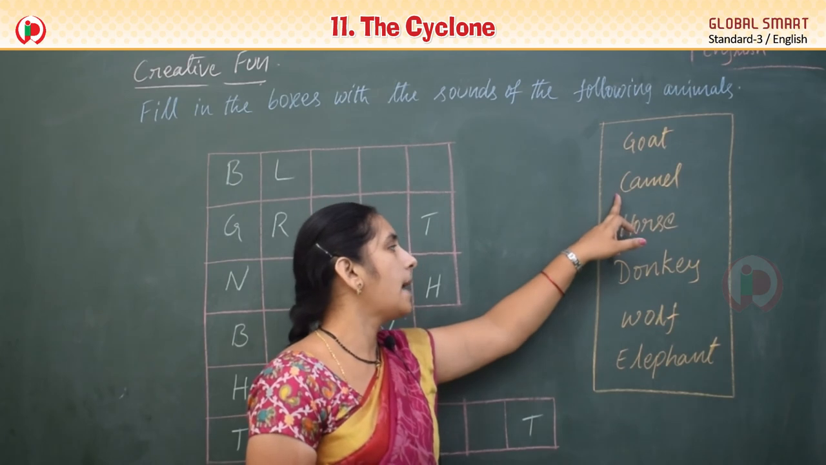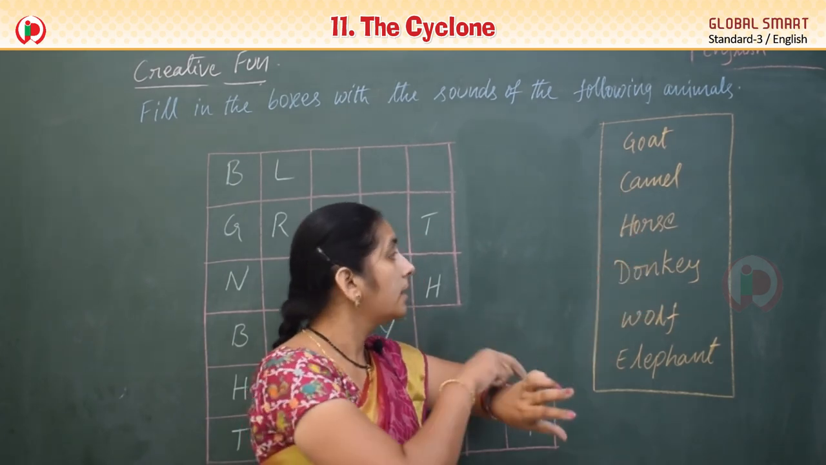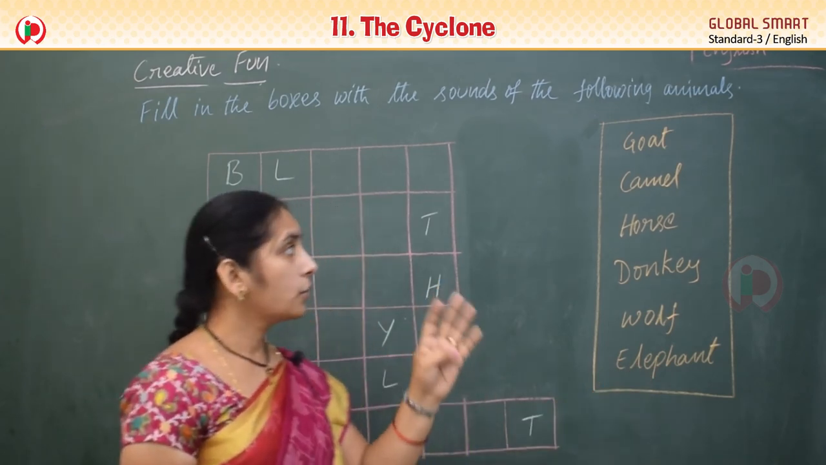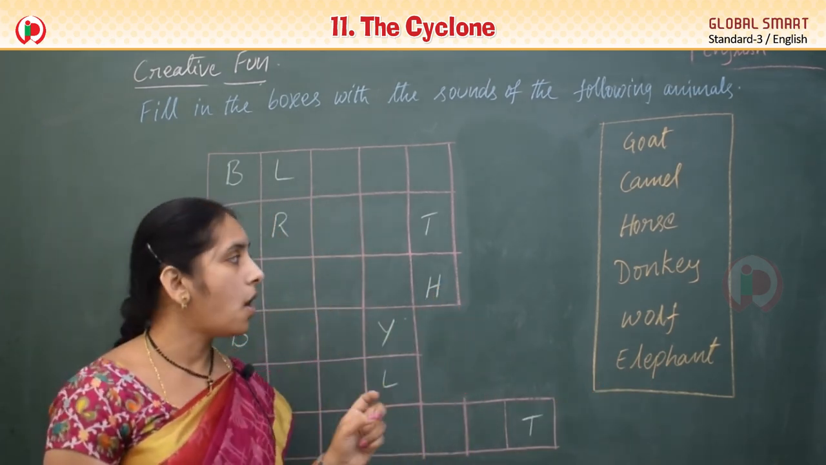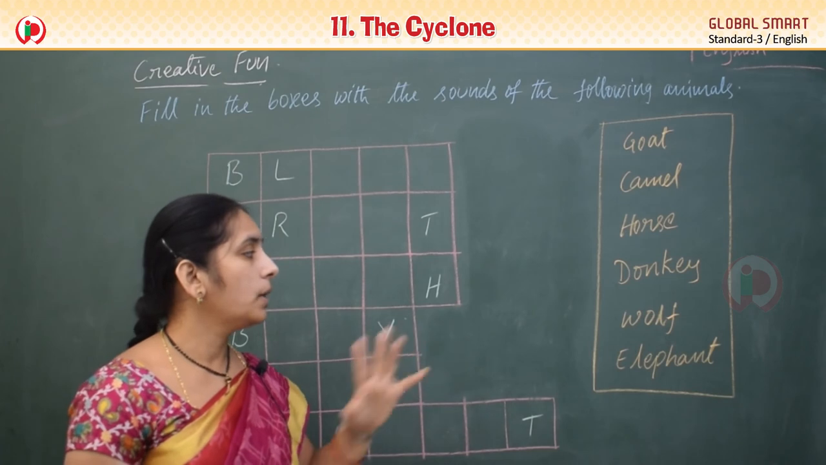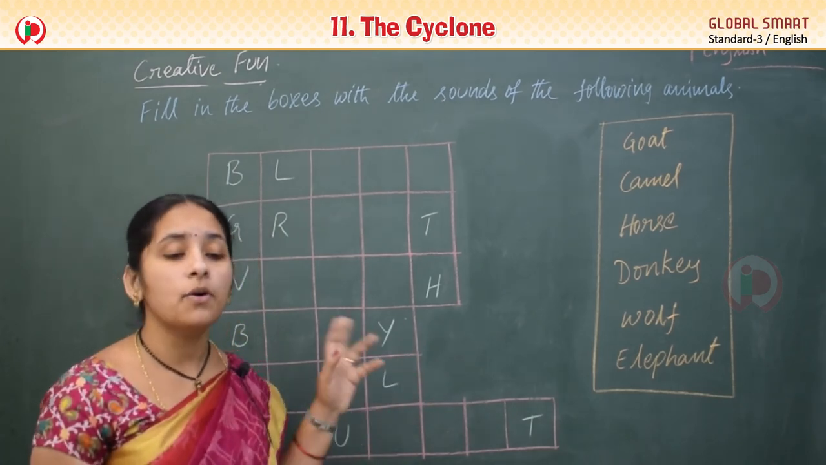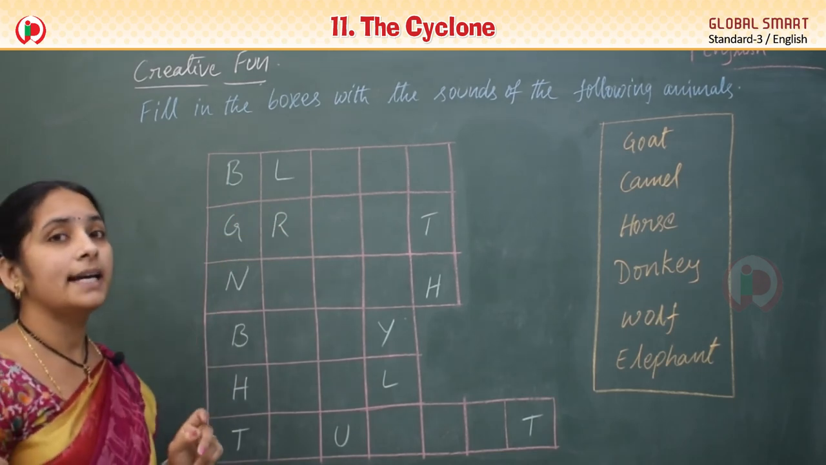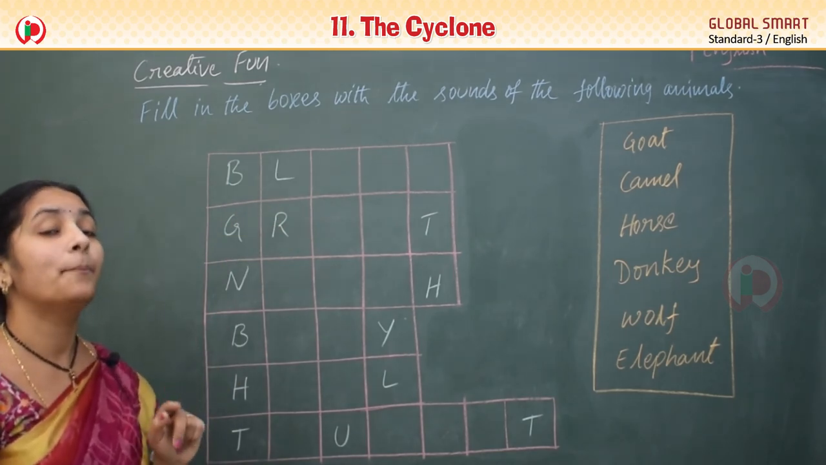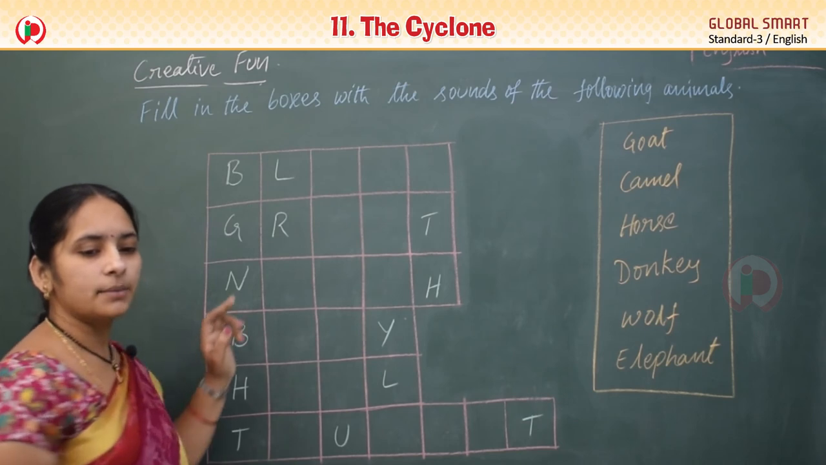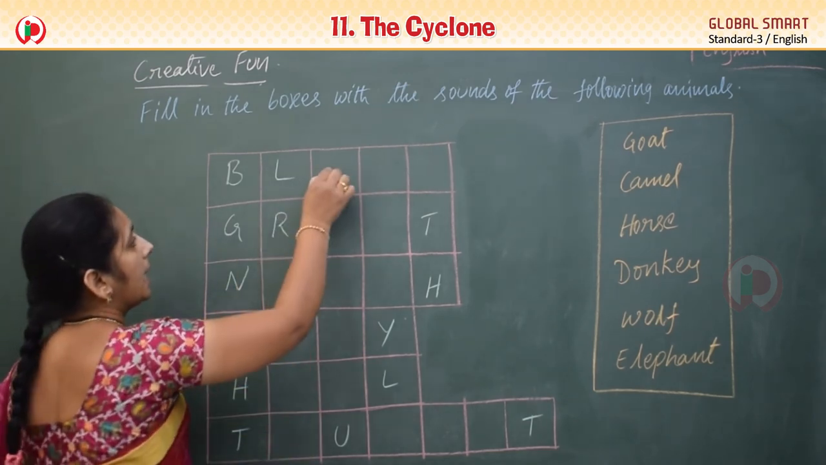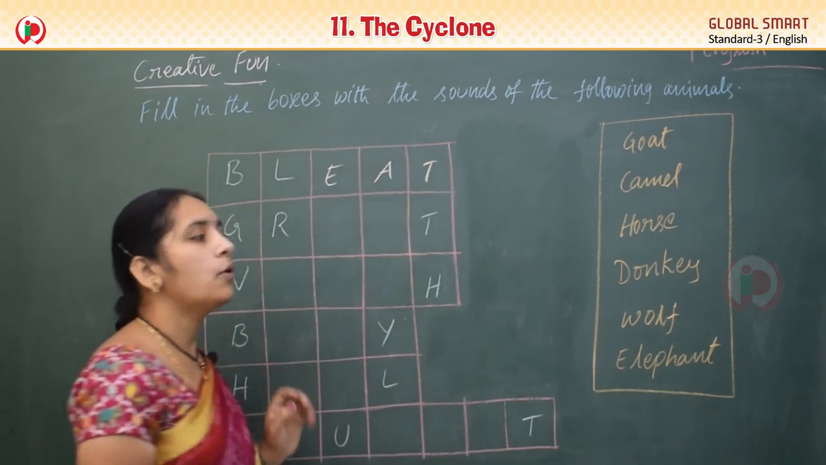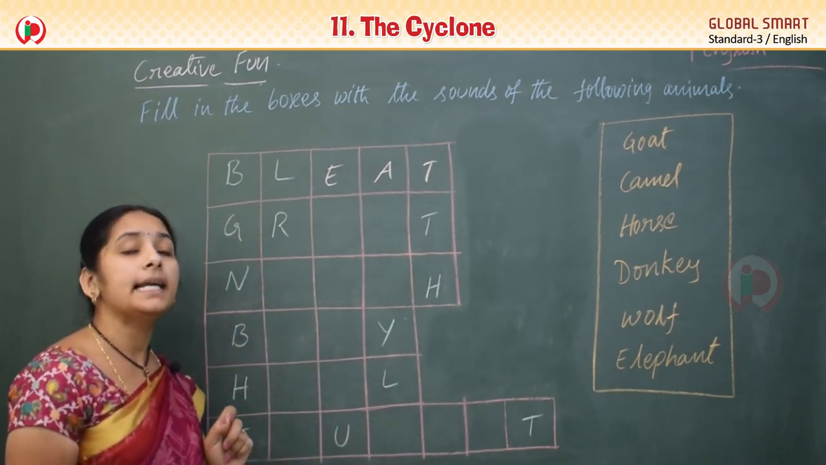Goat, camel, horse, donkey, wolf, elephant. So the sounds of these we should write. What is the goat sound we call it? Meh, that is called bleating sound. B-L-E-A-T. Bleating sound. Goat sound we call it bleating sound.